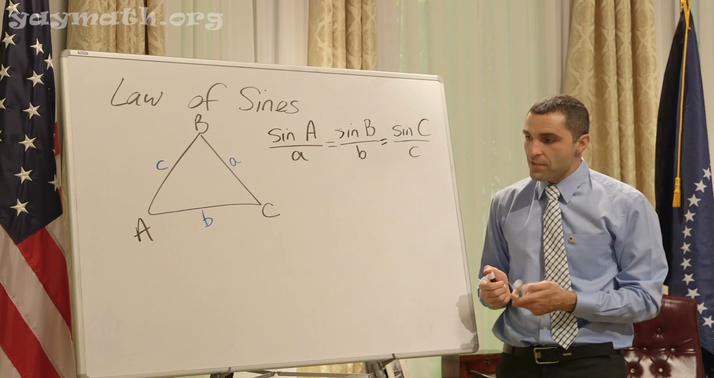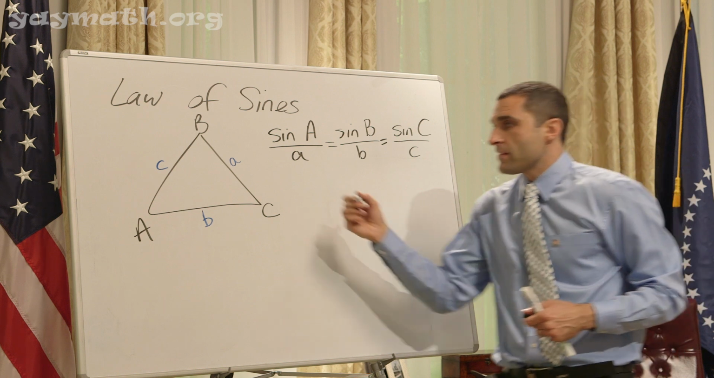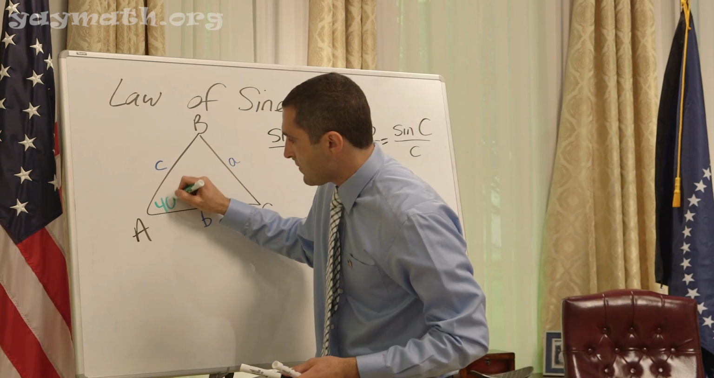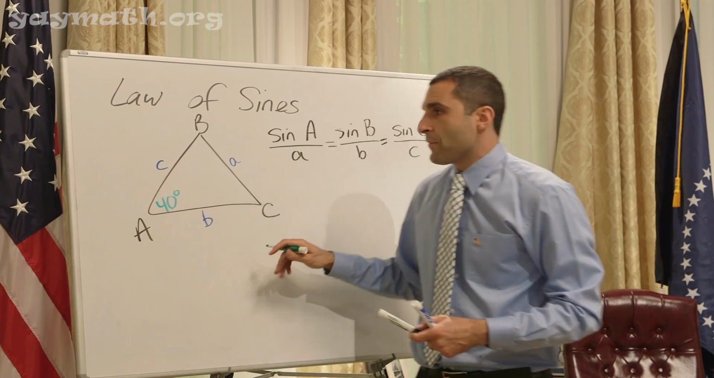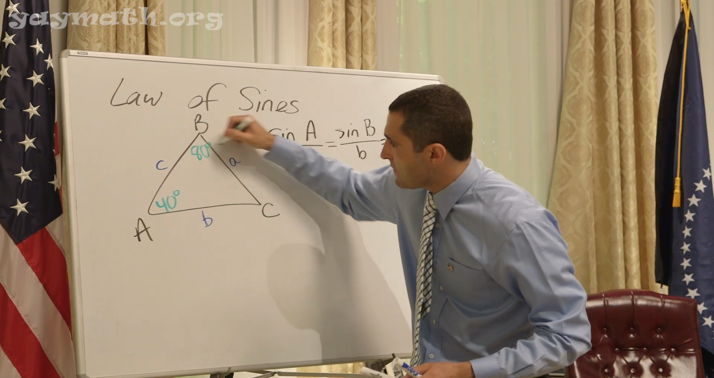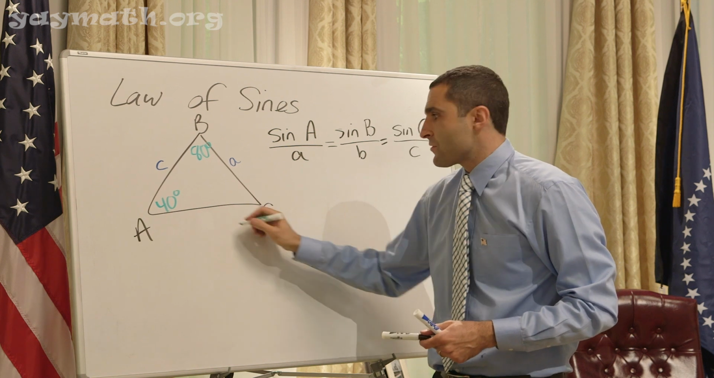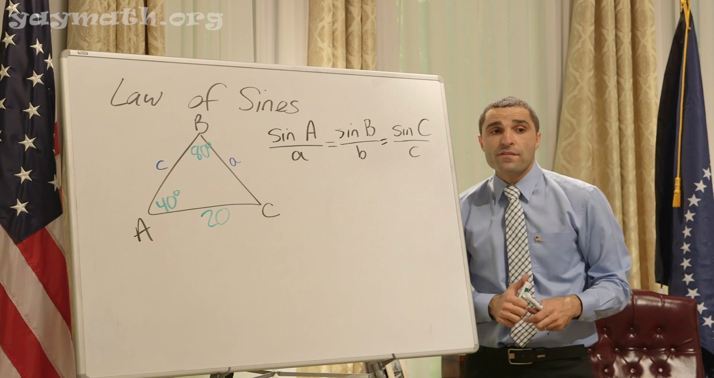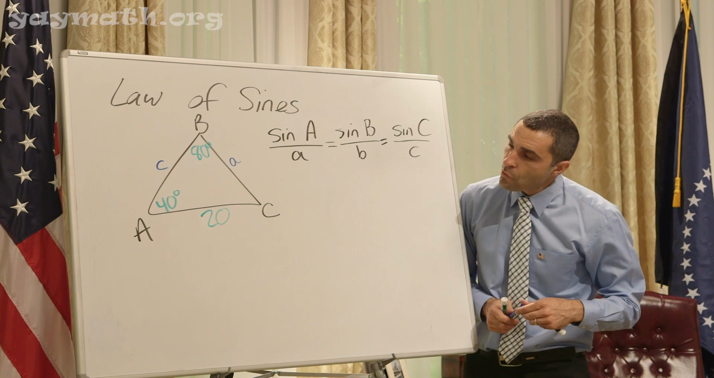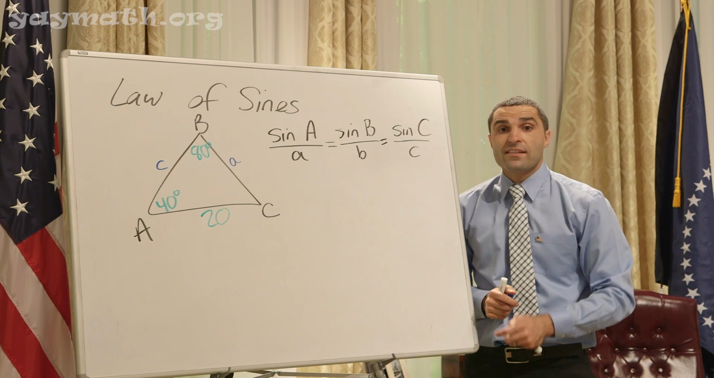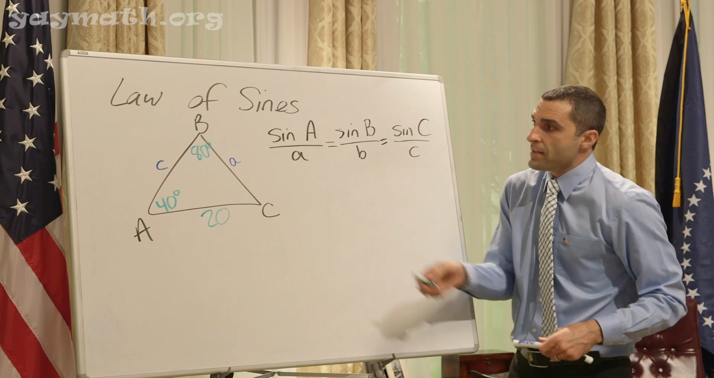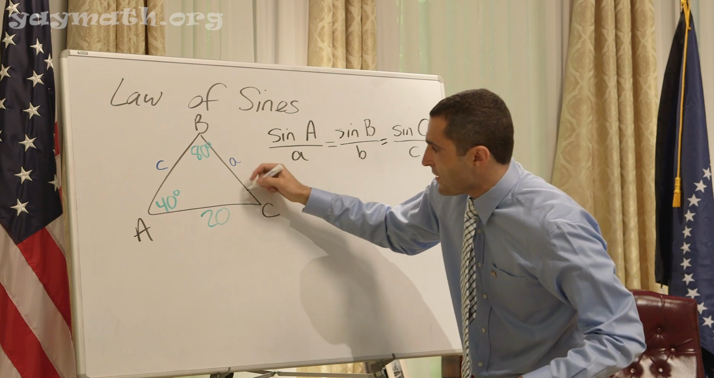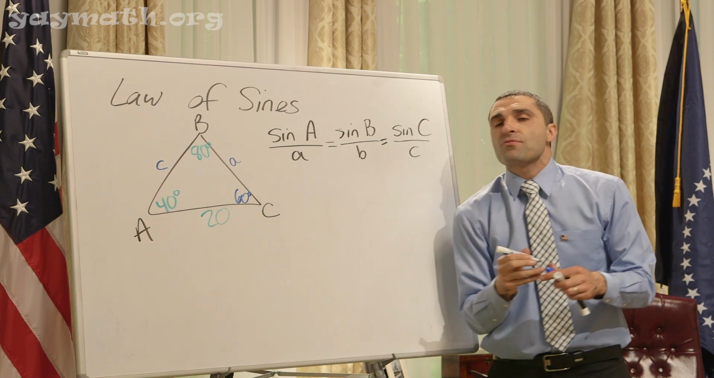So suppose we're going to give you some information. Let's say angle A was 40 degrees, and we have 80 degrees over here, and we have 20 here. If it said solve the triangle, we're solving for 60 degrees, because 80 plus 40 is 120, and then subtract. So this was 60 degrees. What are the only pieces remaining that we haven't solved?